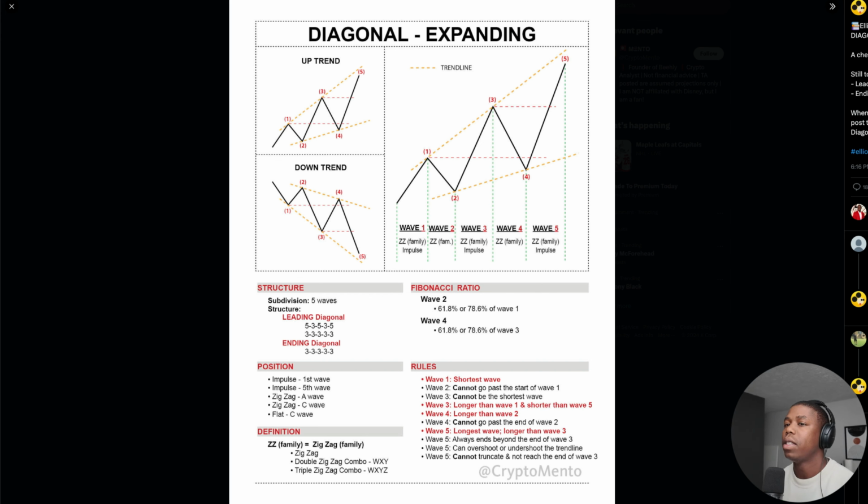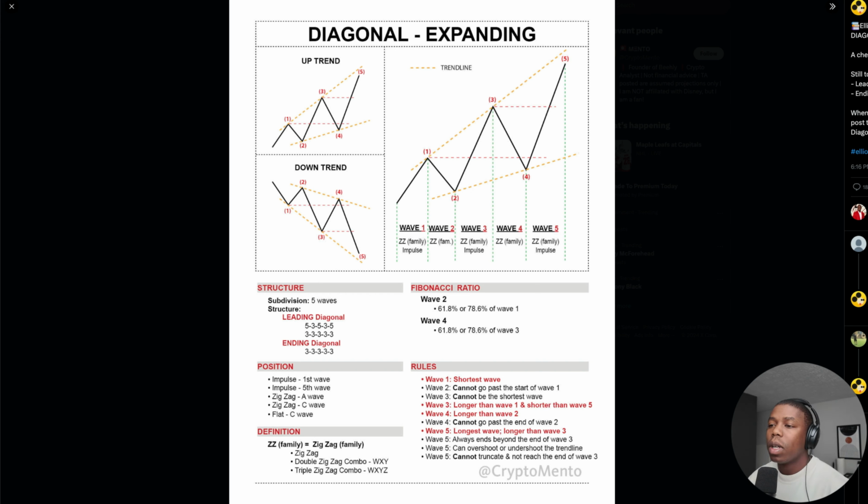So this pattern is called the diagonal, the expanding diagonal. This is an Elliott wave pattern. And shout out to Crypto Mento on Twitter for putting up this nice graphic. On this graphic, you can see that this pattern looks like an expanding diagonal. This is one of the major and most common Elliott wave patterns that you will find, and it's showing up in the crypto markets on three different coins that I'm going to be sharing in just a moment.